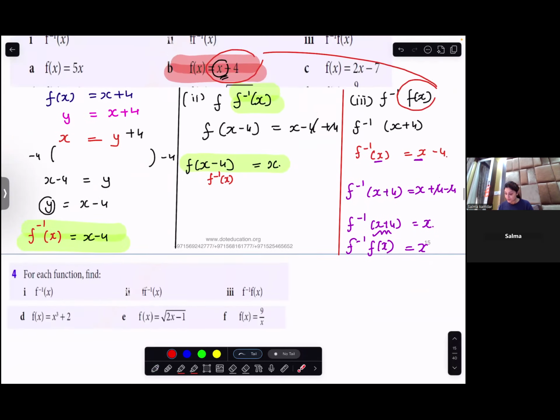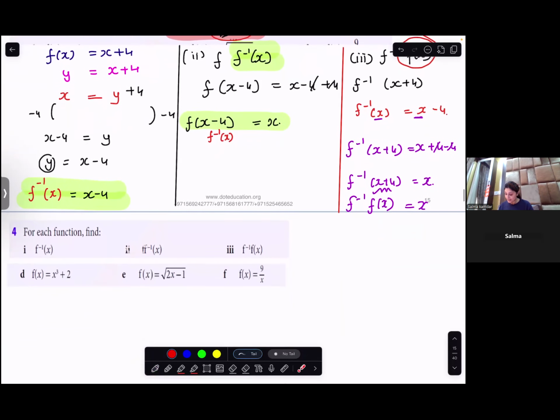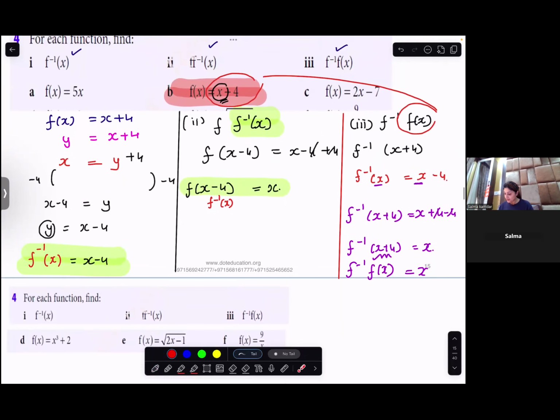Now you need to try the C part for yourself. So these are my three answers.